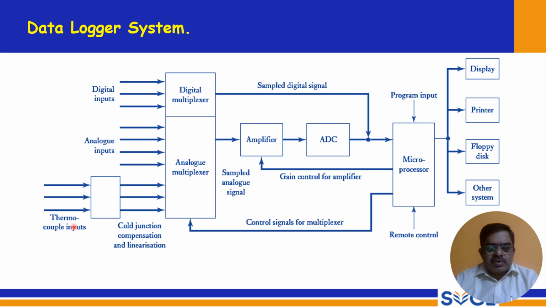You have thermocouple inputs and digital inputs to the digital multiplexer, analog inputs to the analog multiplexer, and for thermocouples a cold junction compensation is also required. From that you are sending to the analog multiplexer, and then the sampled digital signal is directly sent to the microprocessor, and analog signals should be processed to convert into digital signals, and you have an amplifier, and you have an ADC, and the ADC gives you the digital signals that will be sent to the microprocessor. The gain control for the amplifier and control signals for the multiplexer are also sent from the microprocessor. So here there is remote control and program input. The output from the microprocessor can be sent to any of these devices: display, printer, floppy disk, and other systems.